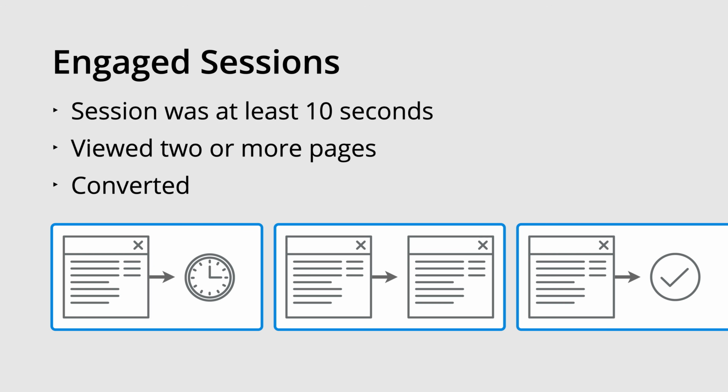Now, you're probably wondering what is an engaged session and what isn't, so let's take a look. An engaged session is one where someone spends at least 10 seconds on your website, views 2 or more pages, or converts. If any of these criteria are met during the session, then it's considered engaged. And a session that is not engaged is one that doesn't meet any of these criteria. So if someone spends less than 10 seconds, only views a single page and doesn't convert, in this case, the session would not be considered engaged.